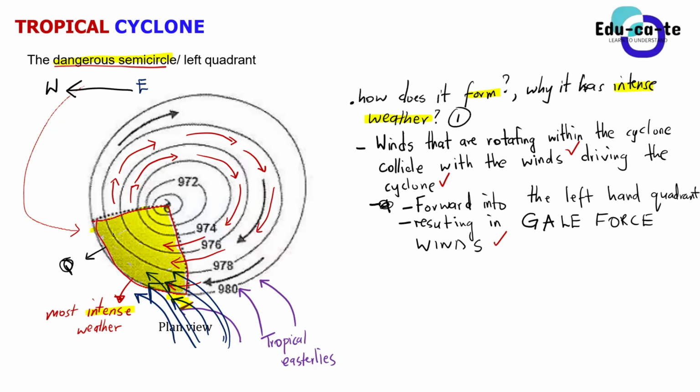So when you explain its formation, you just explain that we have winds that are circulating within the cyclone. We are also having winds that are driving the cyclone. These winds collide into this semicircle, into this left-hand quadrant, resulting in gale force winds. Is that clear? Yes, sir. Nova.